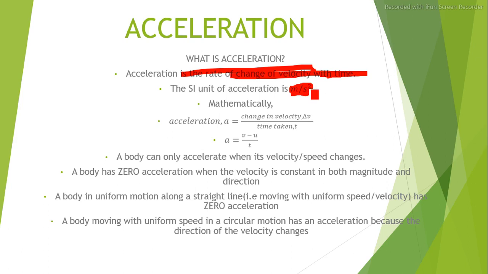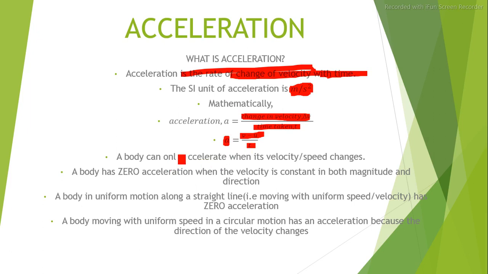Meter per second squared. So mathematically, we say acceleration is change in velocity, delta v, over time. So if a is acceleration, the change in velocity is given as v minus u. v is the final velocity, that is the velocity of the body after some time. Then u is the initial, that is the velocity the body is starting with. So v minus u over t is what we call acceleration.